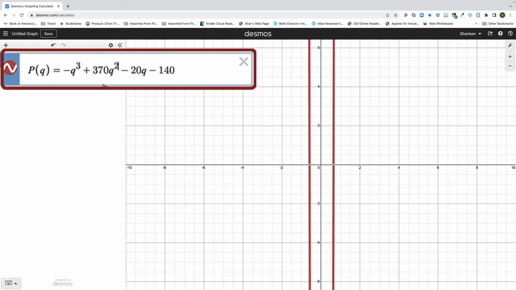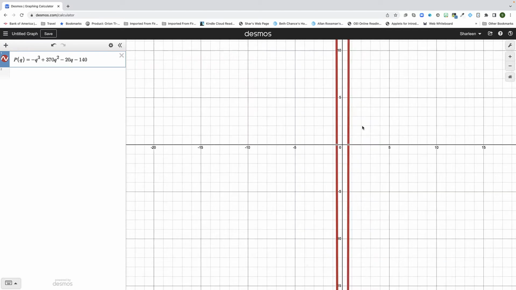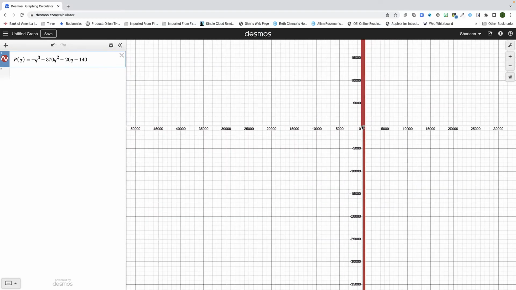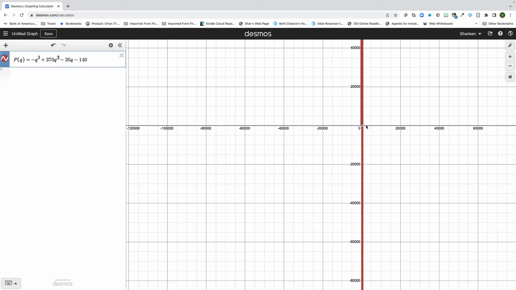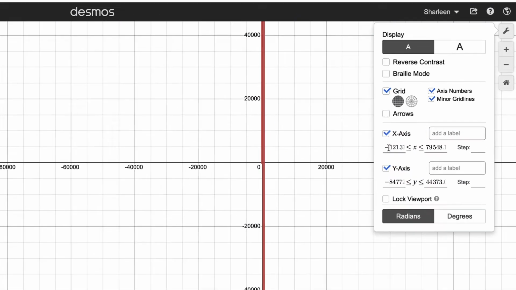Once you enter the function into the first cell, you'll notice on the graphing window that you cannot see the entire function. So you can either use the mouse to zoom in and out, or on the left-hand side, you can use the zoom in and zoom out buttons. If you use the mouse to zoom out, you notice that this graph is pretty large. So I'm going to click on the wrench to adjust the graph settings manually.